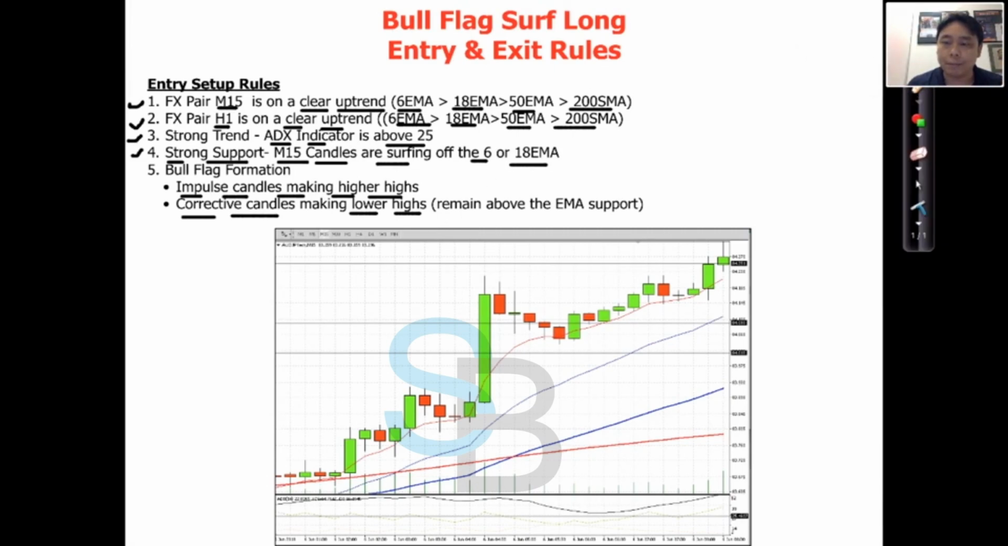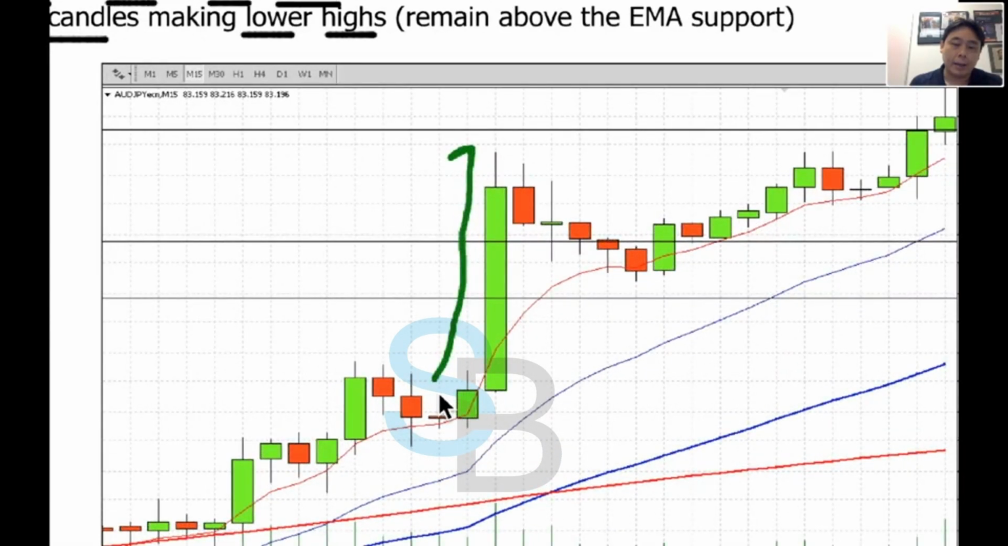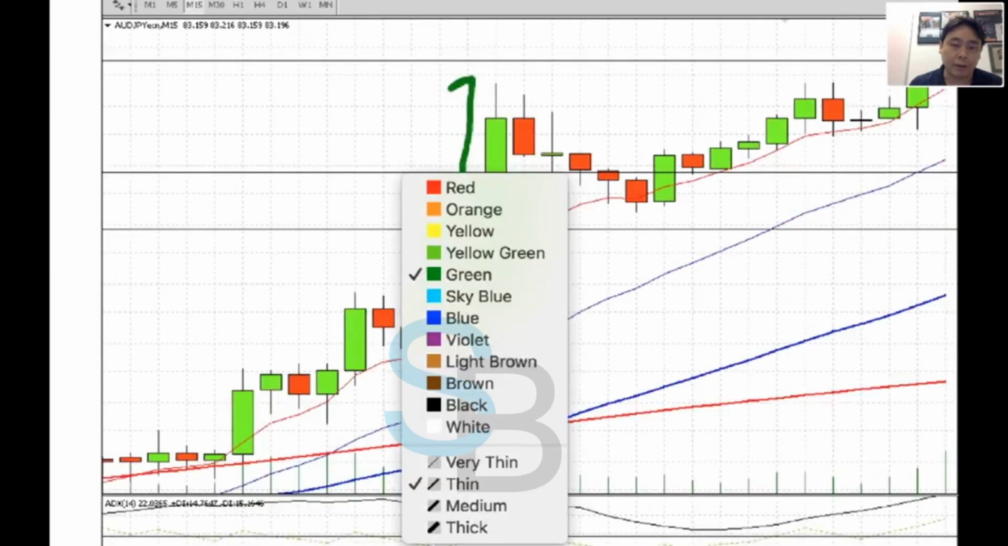Now, what's important is that when you have got the impulsive candles, let me just draw it for you one more time. Over here you can see the impulsive candles, right? And it starts from here because this is a high, it's a high, it's a high. So it's higher highs and higher highs. So these are my impulsive candles.